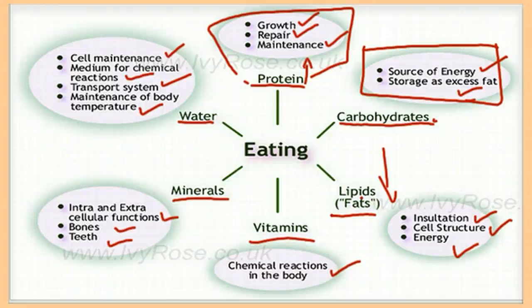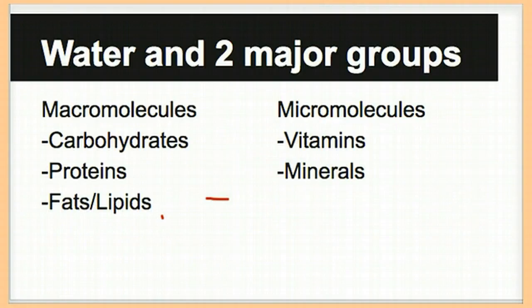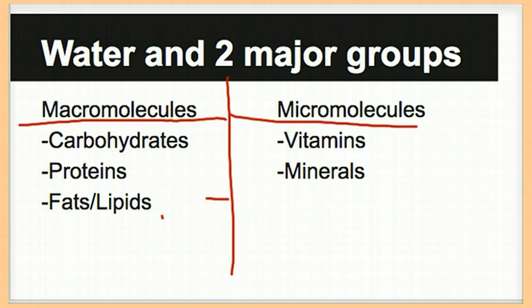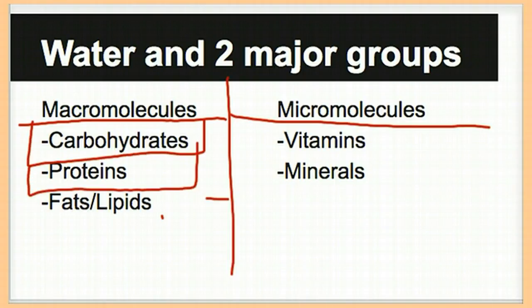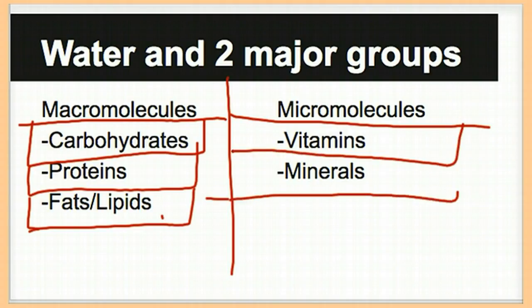So eating does not only give us one thing. There are several combinations of things that we need in our body, and food helps us to achieve that. So we can categorize the types of things we're getting out of our food into two major groups. We have macromolecules and micromolecules. Macromolecules include things such as carbohydrates, proteins, and lipids or fats. Micromolecules are things such as vitamins and minerals.